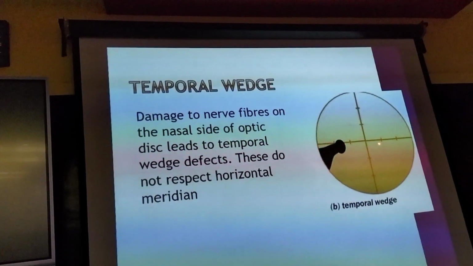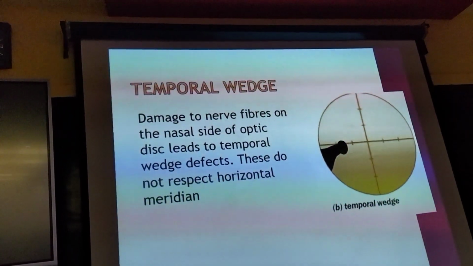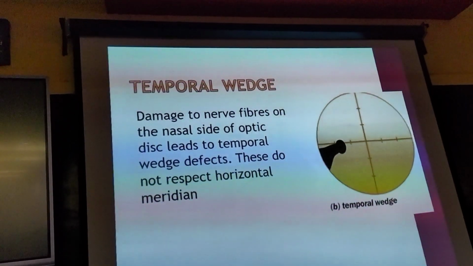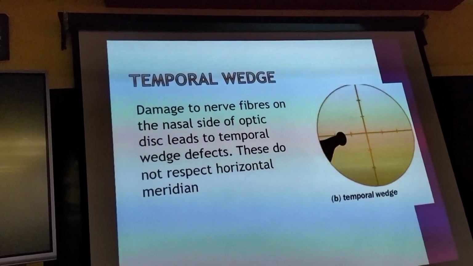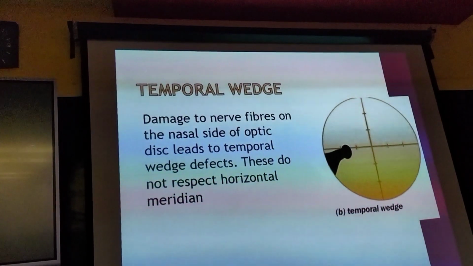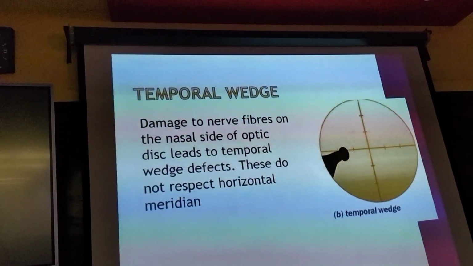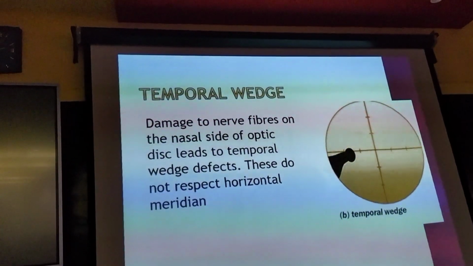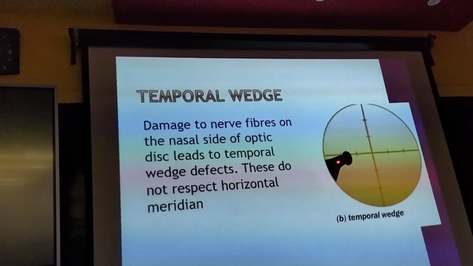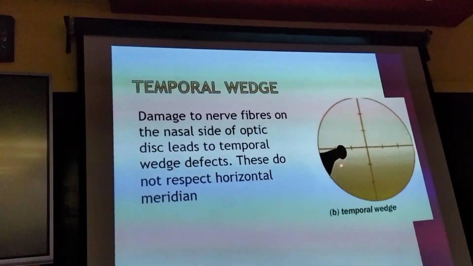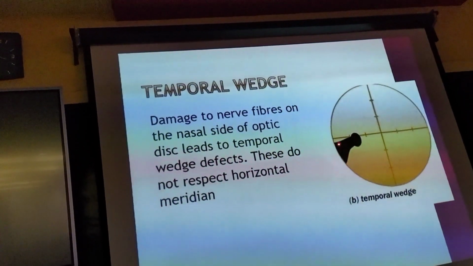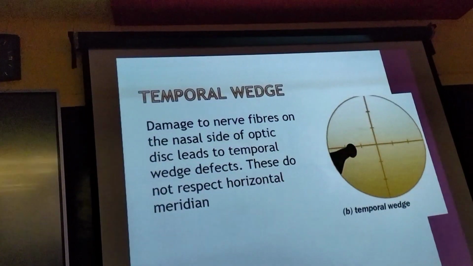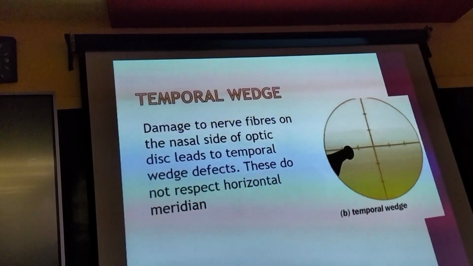ज़्यादातर जो field defects आप देखेंगे, they will be obeying the principle of not crossing the meridian. अगर कोई horizontal meridian के ऊपर है तो ऊपर ही रहेगा, नीचे है तो नीचे ही रहेगा, nasal है तो nasal रहेगा, temporal है तो temporal. कहीं-कहीं पे exceptions हैं. ठीक है? So this is the temporal wedge. This is also because of the damage to the nerve fibers that are on the nasal side. You know that interpretation is opposite.